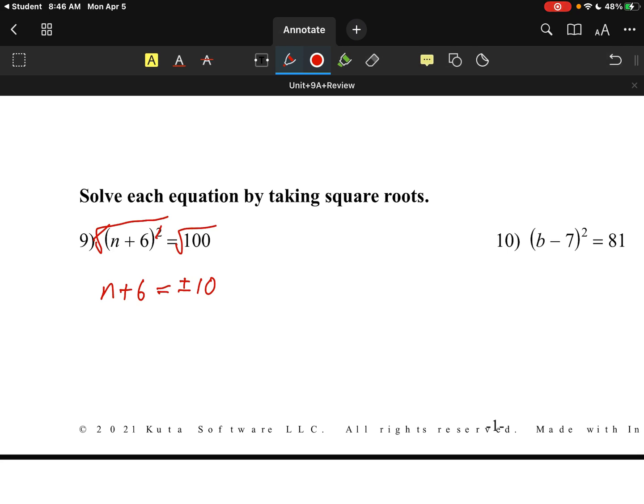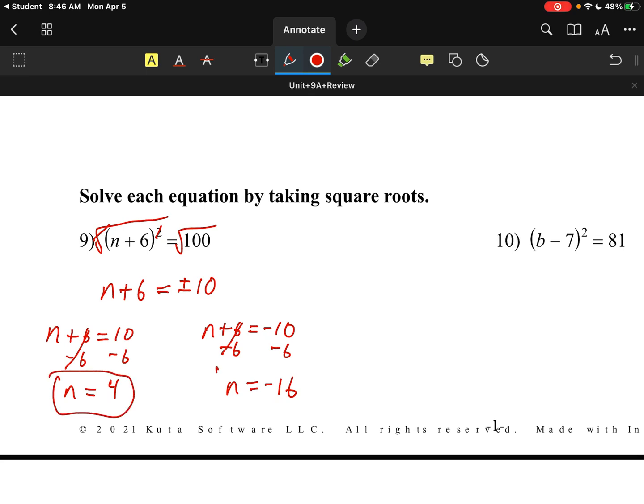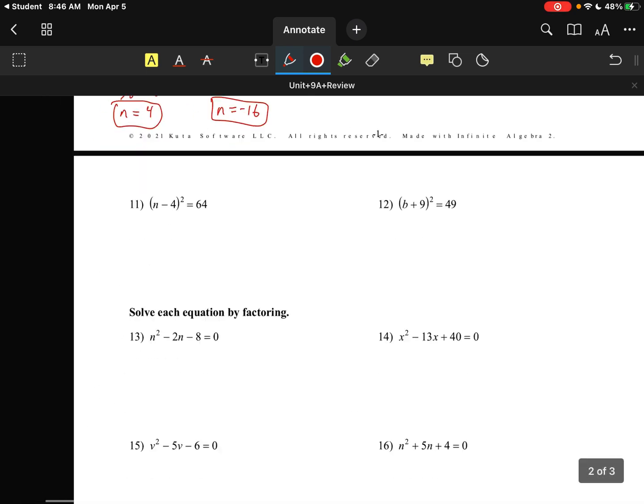So then you have two equations. n plus 6 equals 10, and n plus 6 equals negative 10. And then you solve both of them. Minus 6, you get n equals 4. Minus 6, you get n equals negative 16. Okay, so you're going to have two answers with these all the time. That's the same for those four.